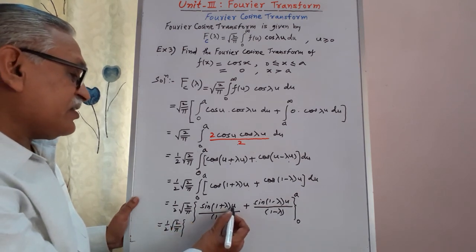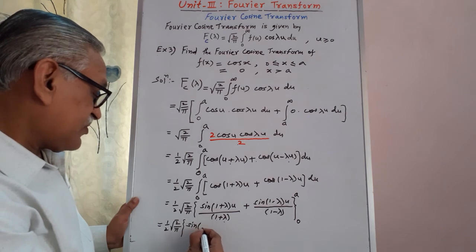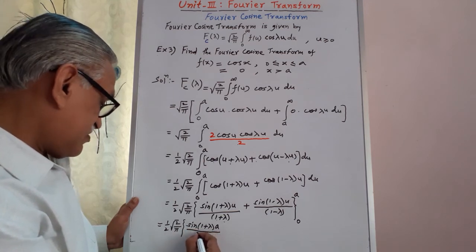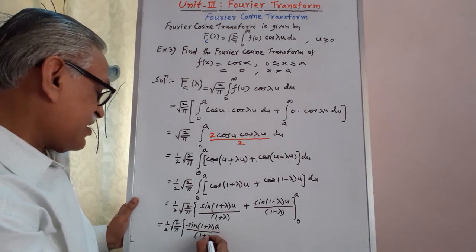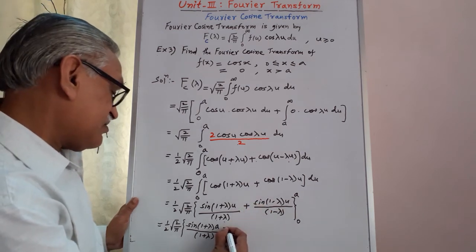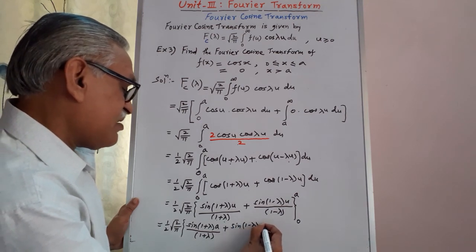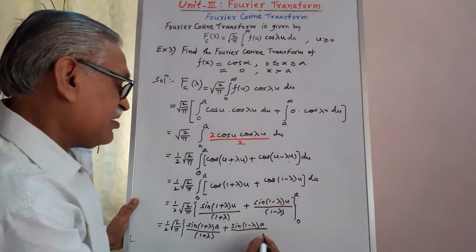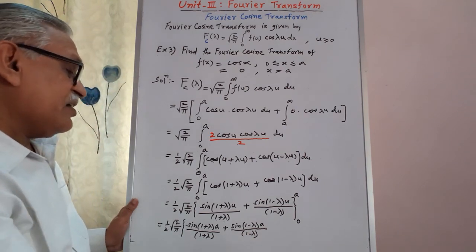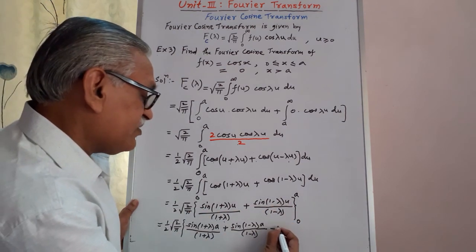substituting the upper limit as a, we get here sine of 1 plus lambda times a divided by 1 plus lambda, plus sine of 1 minus lambda times a divided by 1 minus lambda, and for the lower limit it is sine 0, 0 and again sine 0, 0, therefore minus 0.